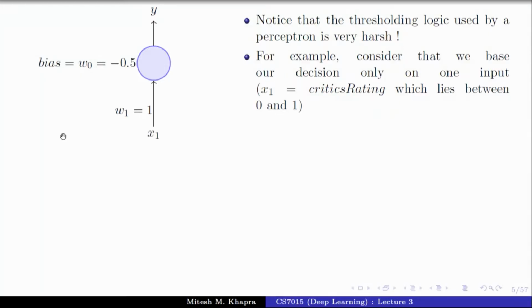Okay, so let's take an example. Suppose I base my decisions only on one input, and that input is the critics rating for this movie. There's some website online which gives you the critics rating. And that rating, let's assume for the sake of simplicity, lies between 0 to 1. Also let's assume that your threshold is 0.5. That means if the weighted sum of the input crosses 0.5, then you will watch the movie. And let's assume that the weight is 1, because there's only one input. Now what would happen for a movie which has a rating of 0.51?